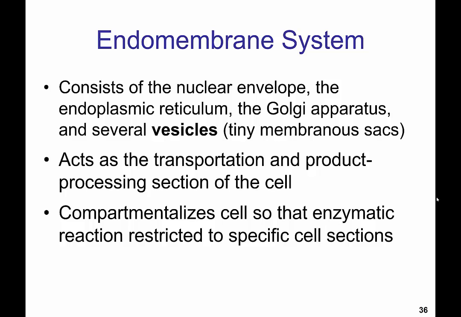Let's start with the endomembrane system. This consists of the nuclear envelope, the endoplasmic reticulum, the Golgi apparatus, and several vesicles. Vesicles are tiny membranous sacs. The endomembrane system as a whole acts as the transportation and product processing section of the cell. It compartmentalizes the cell to make it more efficient so that enzymatic reaction is restricted to specific cell sections.